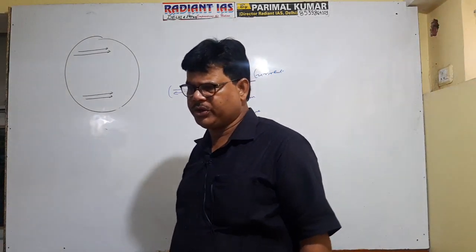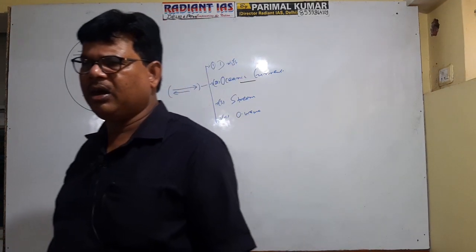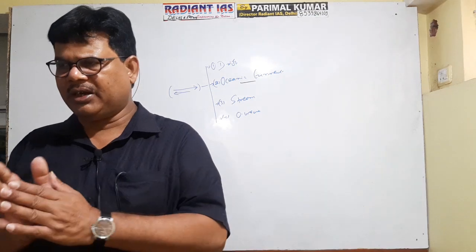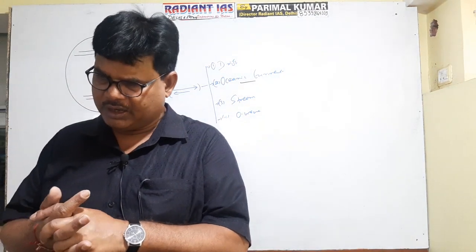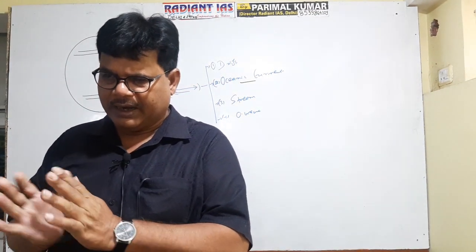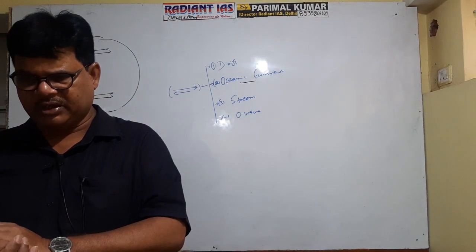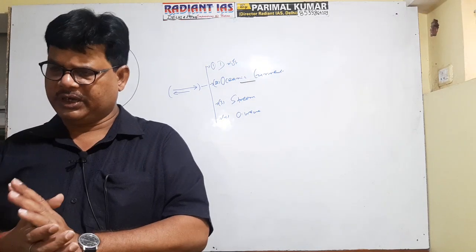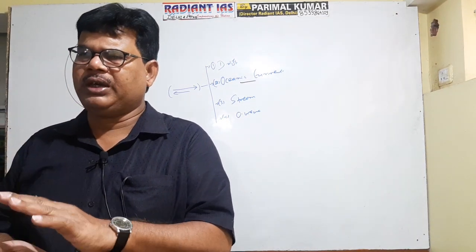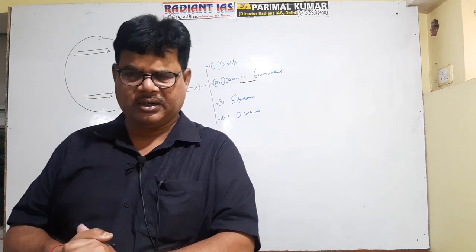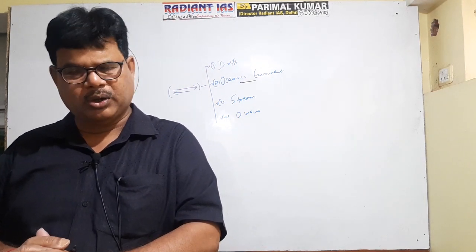Actually, oceanic current is defined as the horizontal movement of the oceanic water in a fixed direction with a particular fixed speed. The direction is almost fixed, and the speed is almost fixed. This is referred to as oceanic current. Oceanic current is very relevant because it modifies the climatic condition of the coastal region.